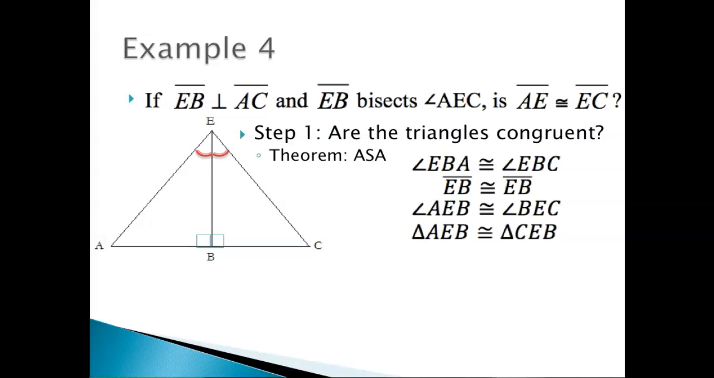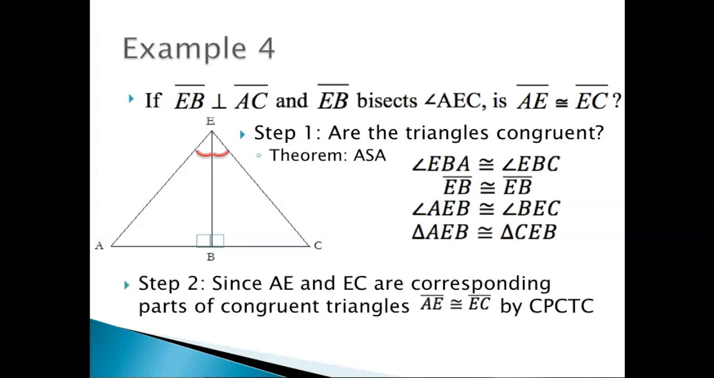Now, since we were able to show that those two triangles are congruent to each other, we can answer: is AE congruent to EC? Well, since AE and EC are corresponding parts of congruent triangles, we can say that AE is congruent to EC by CPCTC.